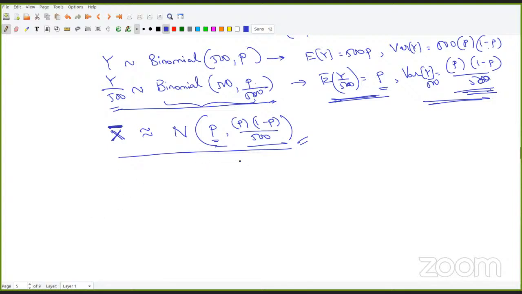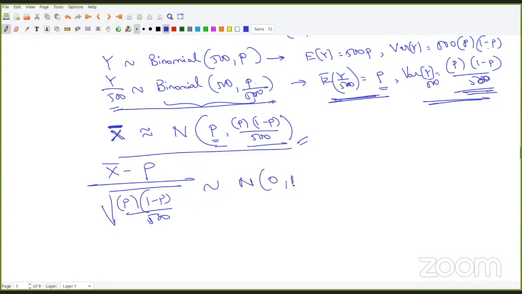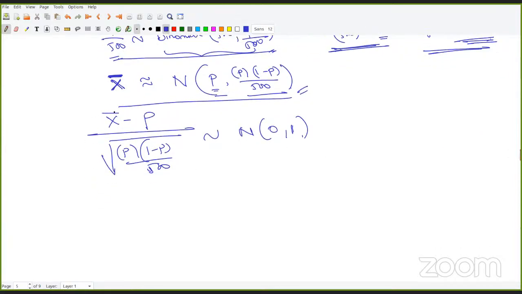So now this follows this. Again the standardization, converting it into standard normal. Correct? Yes. The same thing: x bar minus the expectation of x bar, which is p, divided by the root of the variance of x bar, which is this, will follow standard normal 0, 1. So till here we are okay.